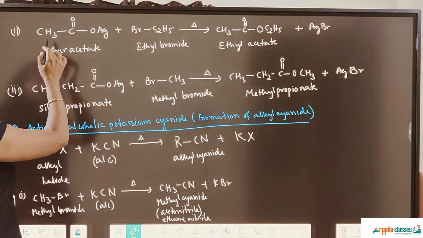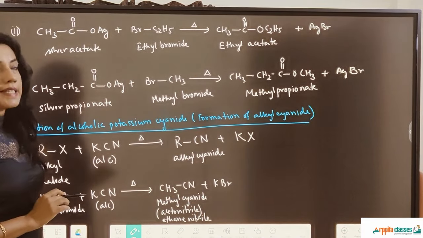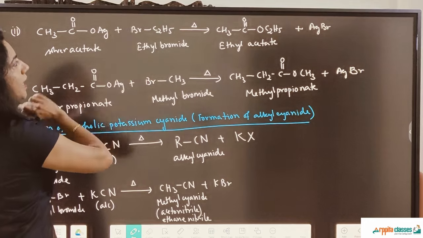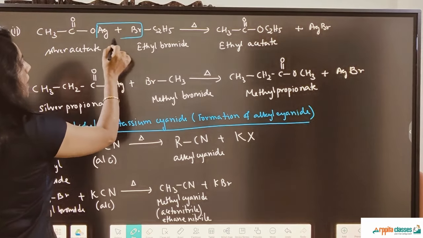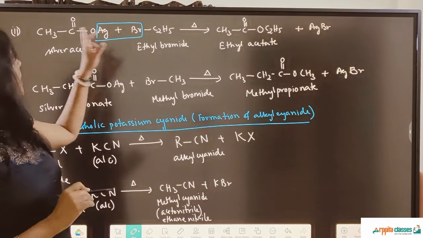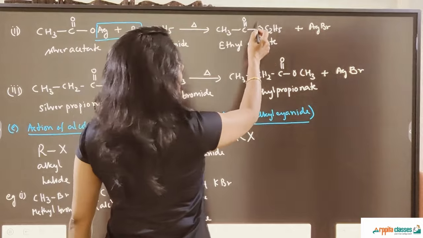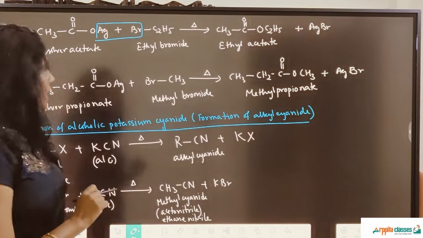Another example, CH3COOAg, again silver acetate plus C2H5Br, that is ethyl bromide. AgBr will be coming out from here. So CH3COOC2H5. Now the name is ethyl acetate. Okay.